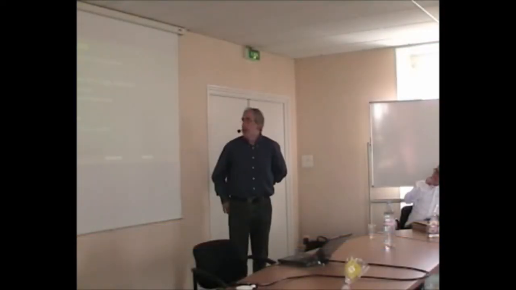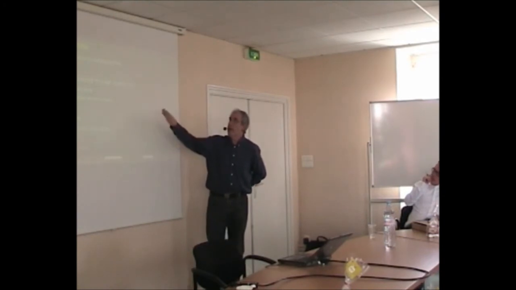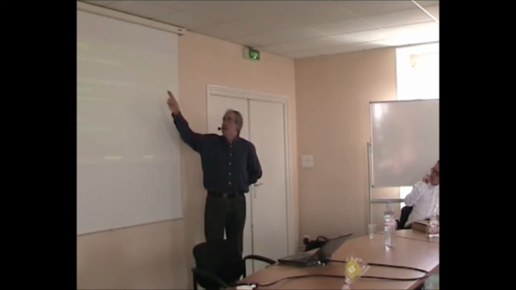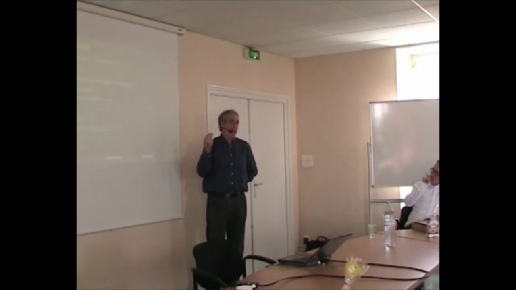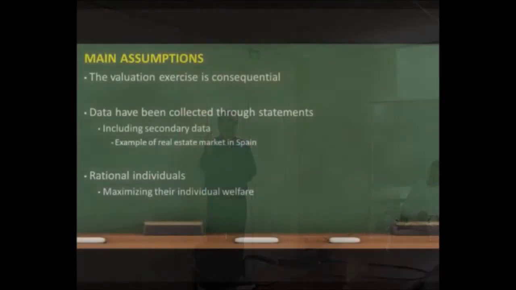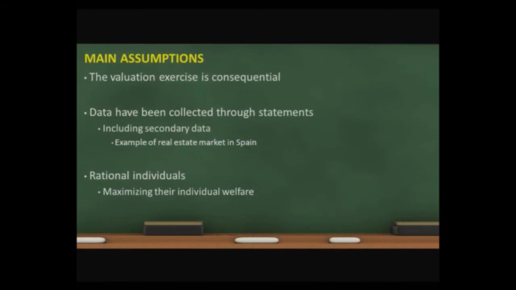As for the main assumptions, I only go through the main ones, which are very few. First, the exercise has to be consequential. People have to believe that the answers will result in a social choice, in some outcome. Otherwise, we don't know what to study. Notice that not only stated preference valuation can be consequential, revealed preference can also be consequential.